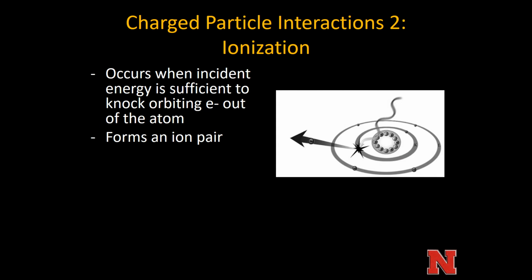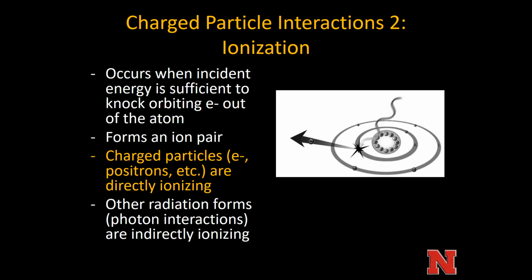Charged particle interaction number 2, ionization. Ionization occurs when the incident energy is sufficient to knock an electron out of the atom, and it forms an ion pair. So you have a charged particle that comes in, interacts with an atom, knocks one, or sometimes more than one, electron out of that atom, and creates an ion pair, or a charged particle pair. Charged particles like positrons and electrons are directly ionizing. As you could imagine, this creates a cascade, where once you've created one, that one goes out and creates others, which then go out and create others, creating a downstream effect of ionization events.